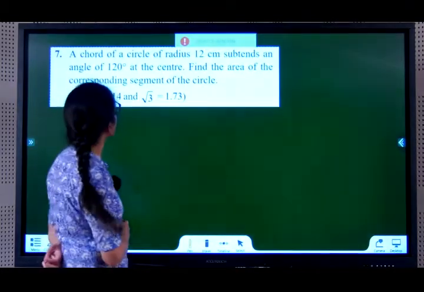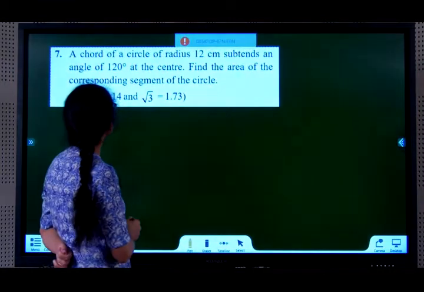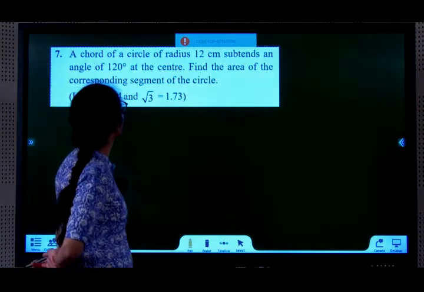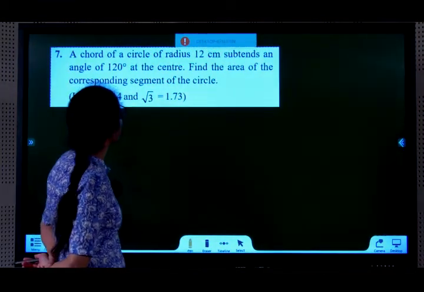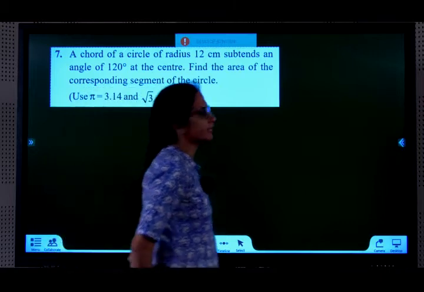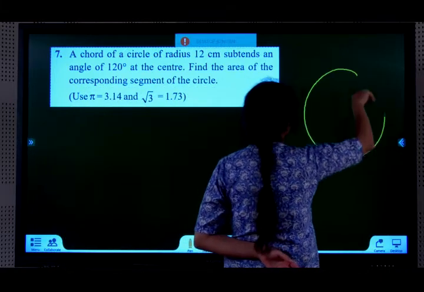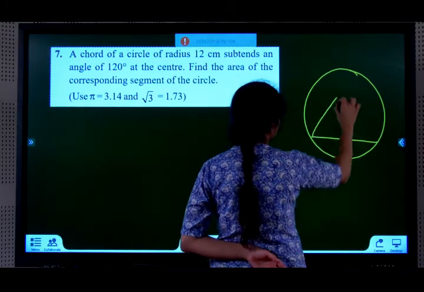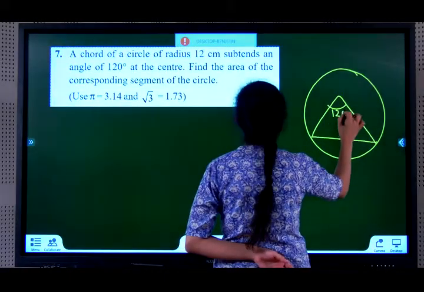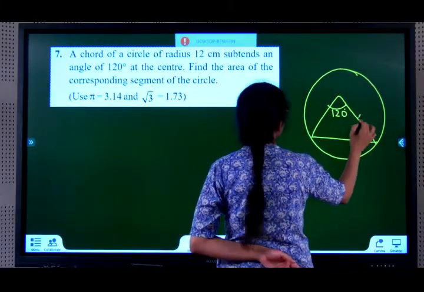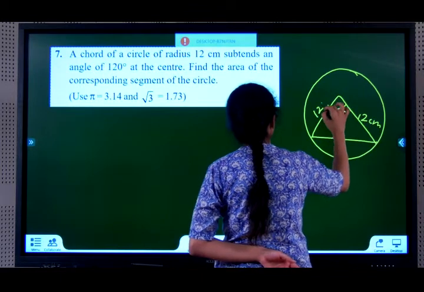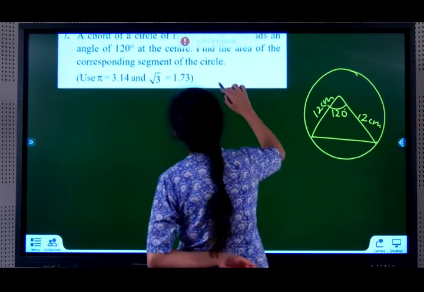Question 7. A chord of a circle of radius 12 centimeters subtends an angle of 120 degree at the center. Find the area of the corresponding segment of the circle. We have a chord that subtends 120 degree at the center. Radius given is 12 centimeters. So area of sector minus area of triangle.